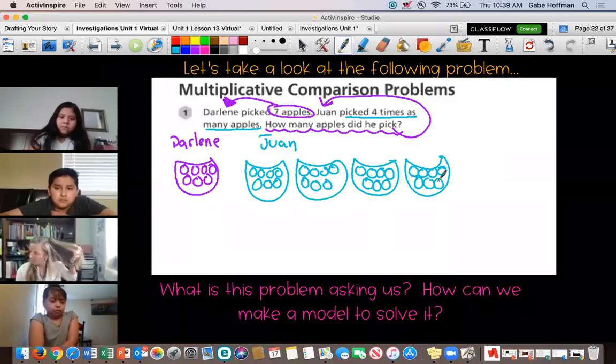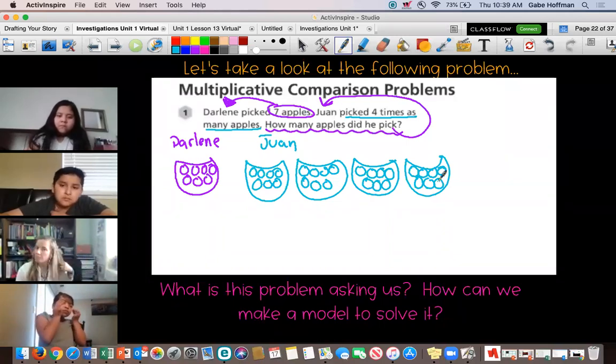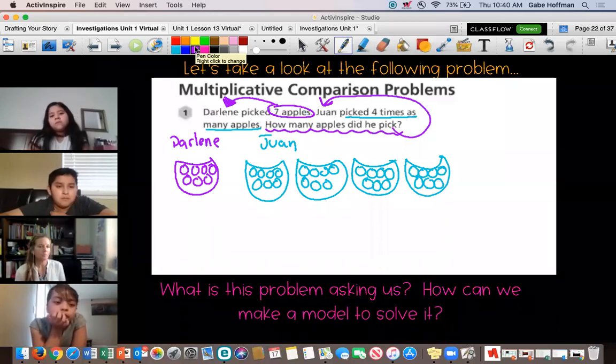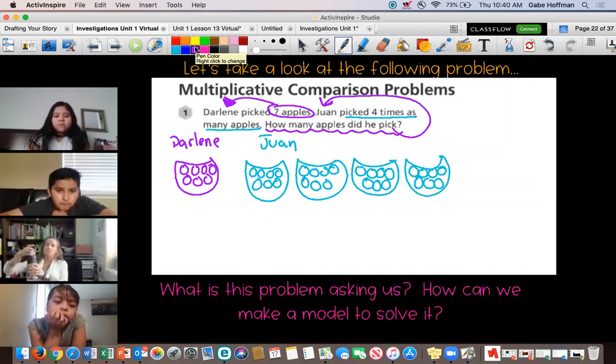Another way I can represent it, which we've been doing a lot this week, is with an array. So I could do an array to show Darlene. She's only going to have 1 row. Alex J, how many are going to be in that row for Darlene's? If she has one row, how many apples are going to be in that row?